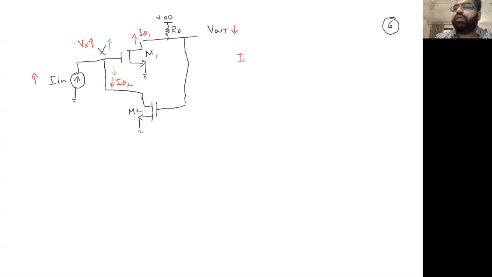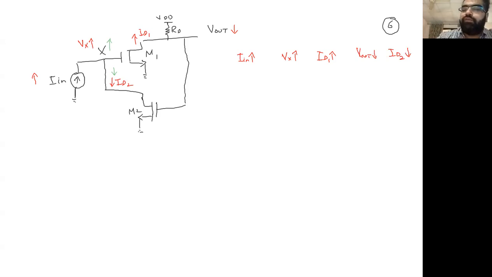I in goes up, Vx goes up. Why does Vx go up? Because there is some resistance multiplied by that current, so it's going up. Vx goes up, ID1 goes up, okay? Because of VGS. So ID1 goes up. Now Vout, because Vout is VDD minus ID1 times RD, goes down. Vout goes down. VGS2 basically goes down. VGS2 goes down, ID2 goes down.